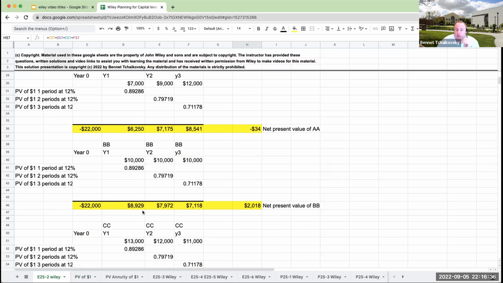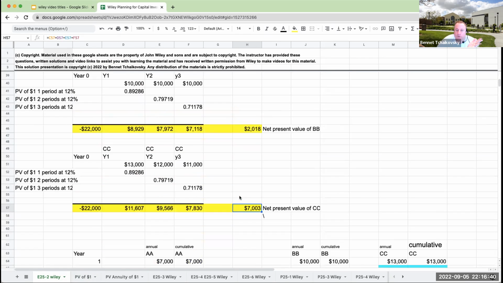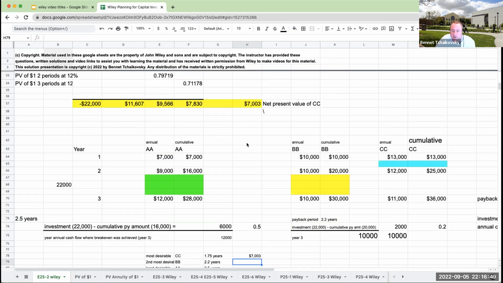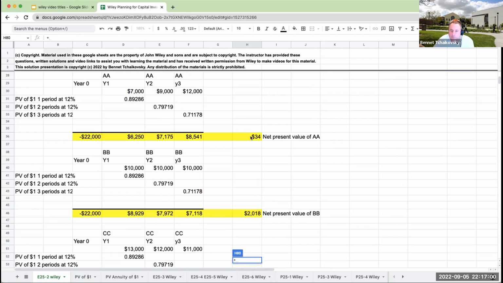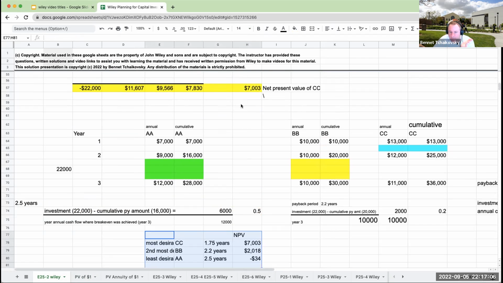Now, let's go through our analysis, right? Which one is going to be the most desirable? Well, over here, project CC from a net present value perspective is going to be 7,003. The second most desirable is going to be 2018, which is from project BB. And the last one over here, our least desirable, is 34. So it didn't really change anything that we were doing.